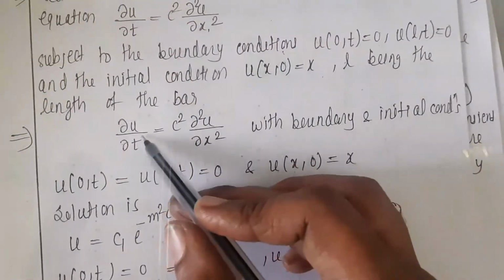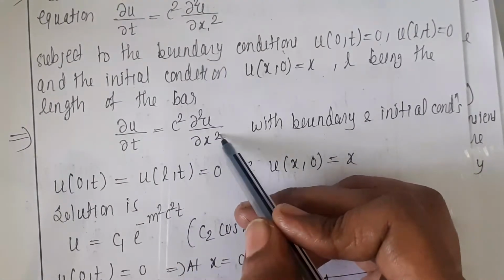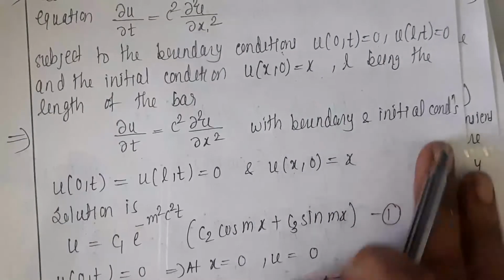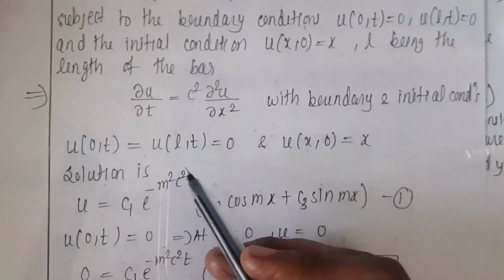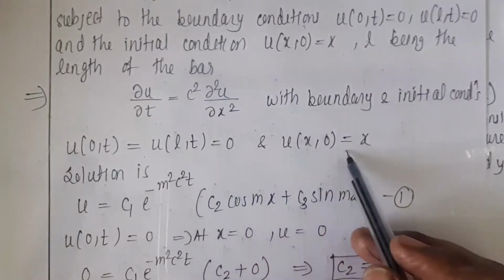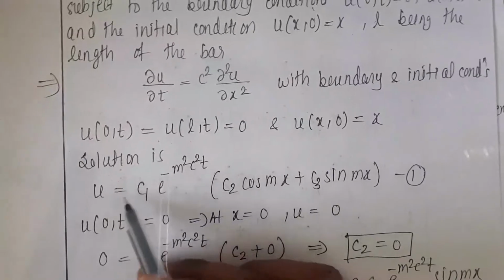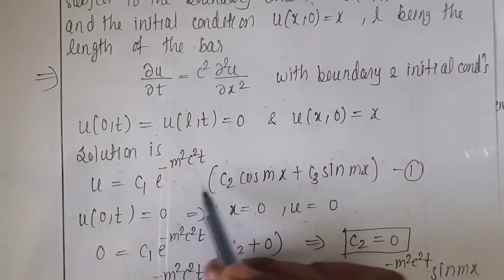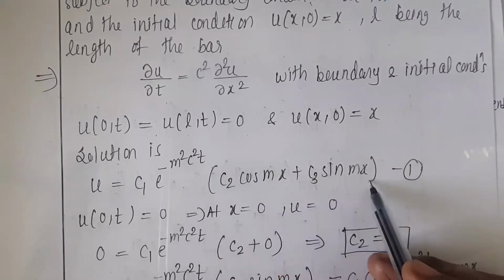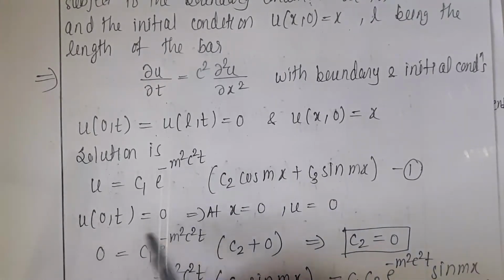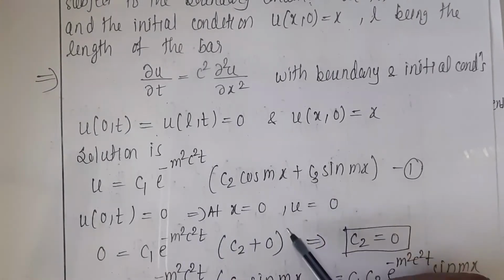The given heat flow equation is ∂u/∂t = c² ∂²u/∂x², with boundary and initial conditions u(0,t) = u(L,t) = 0 and u(x,0) = x. Now, what is the solution of this heat flow equation? u = c1 e^(-m²c²t) (c2 cos mx + c3 sin mx). Now u(0,t) = 0 is the first condition which we are going to use in this solution.